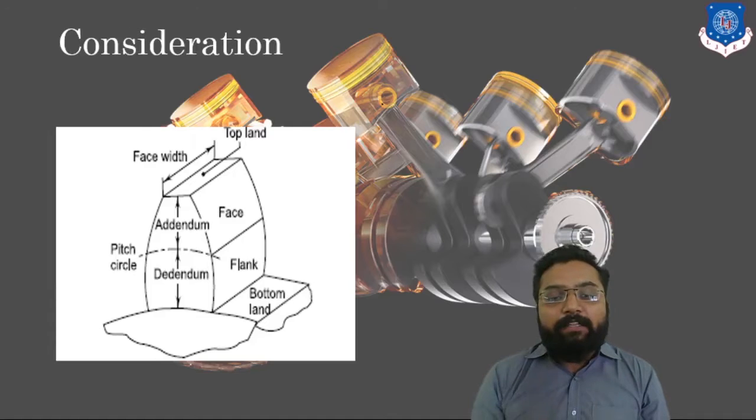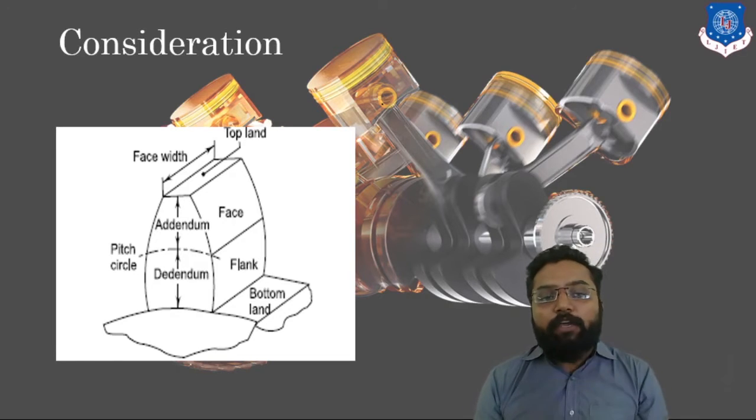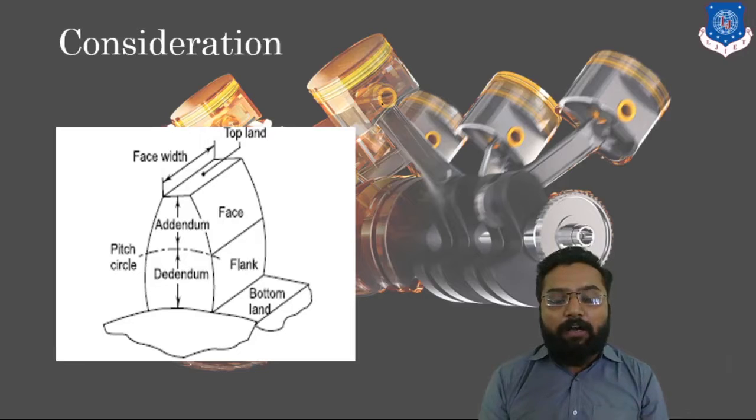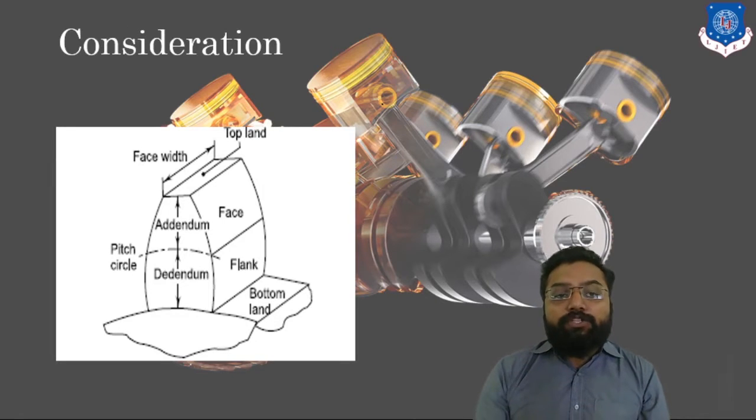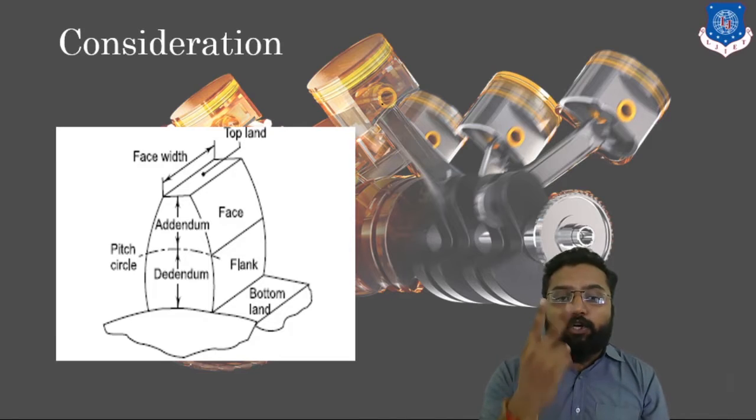Here you can see there are different geometrical aspects, from pitch circle to face width to top land to addendum, dedendum, flank, bottom land, and everything. So here we should consider our pitch circle, or you can say our flank. Here, we got our teeth. To design this tooth, we should consider it in two ways.